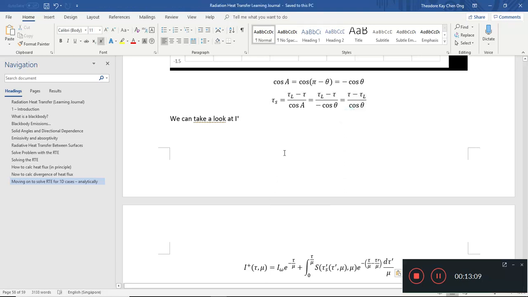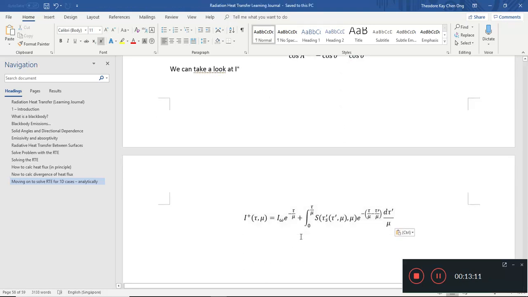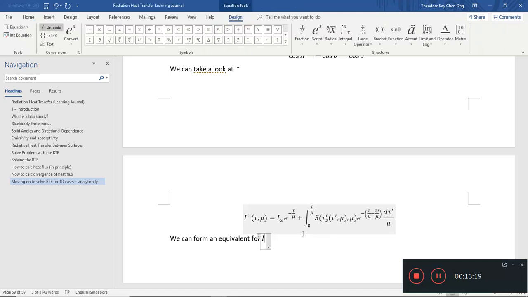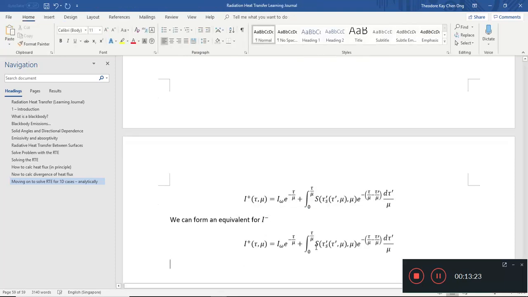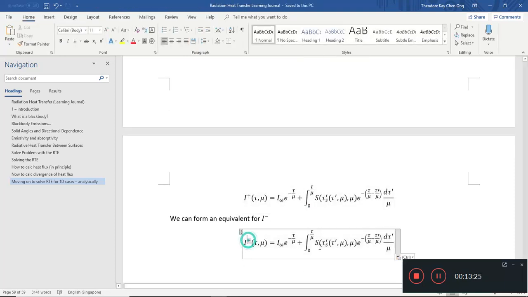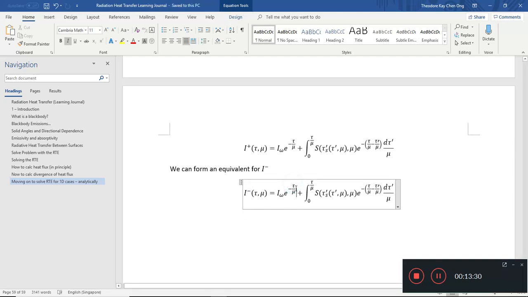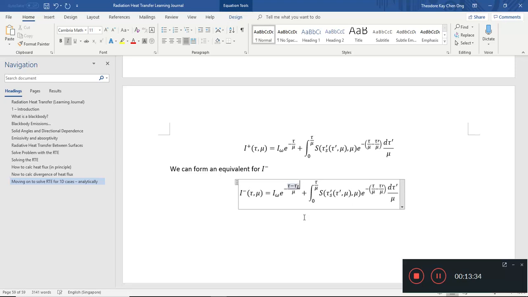Alright, so we can form an equivalent for I minus. I minus is as such here. So we start with this, changing I minus here. What is next? We need to change the tau to tau minus tau L. Everywhere we see tau, we just replace it by tau minus tau L.